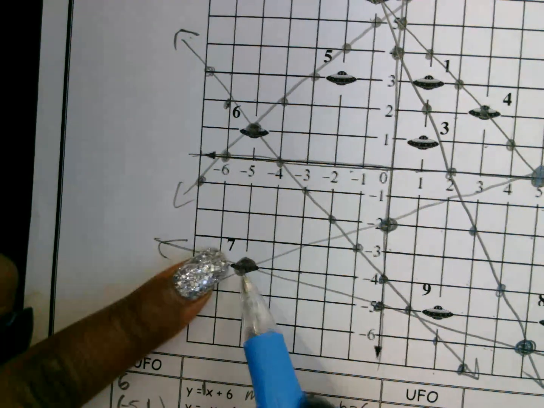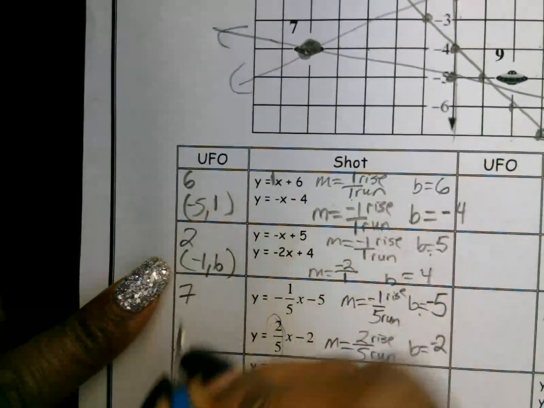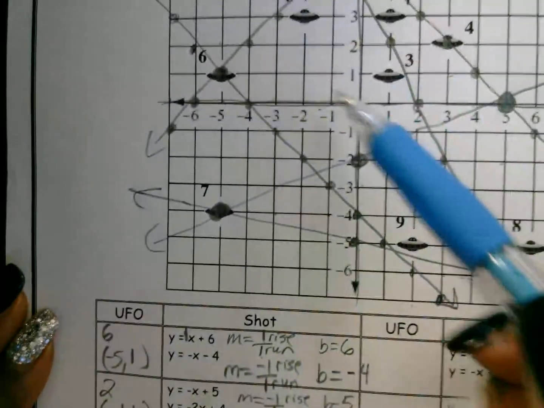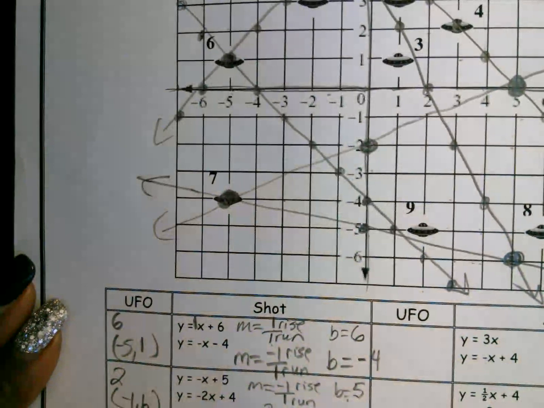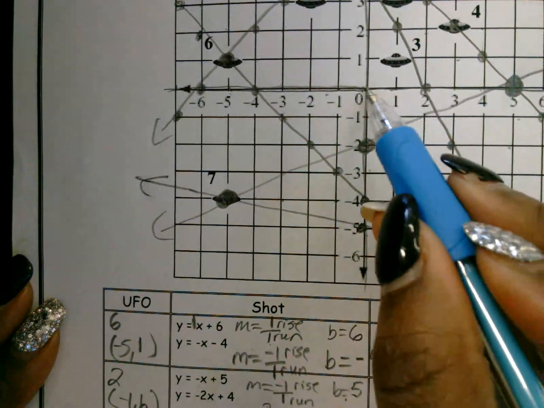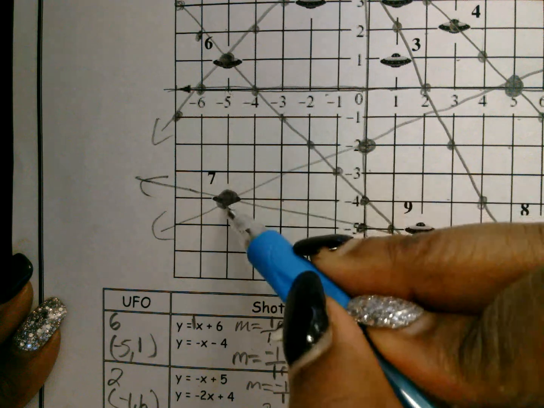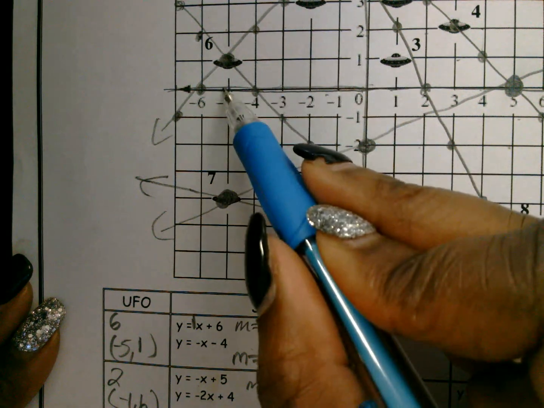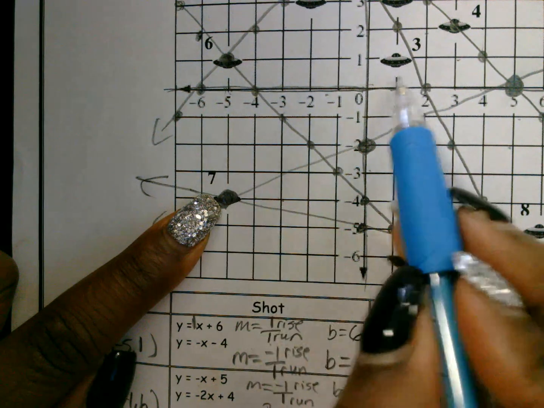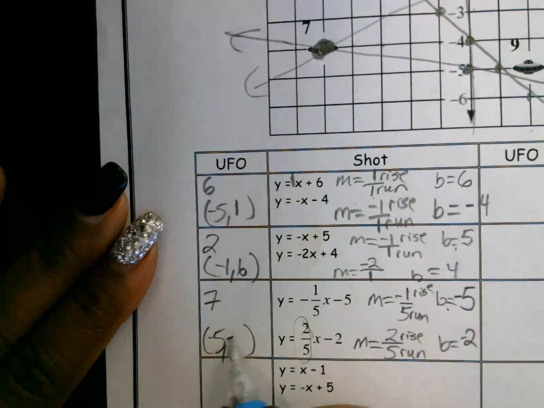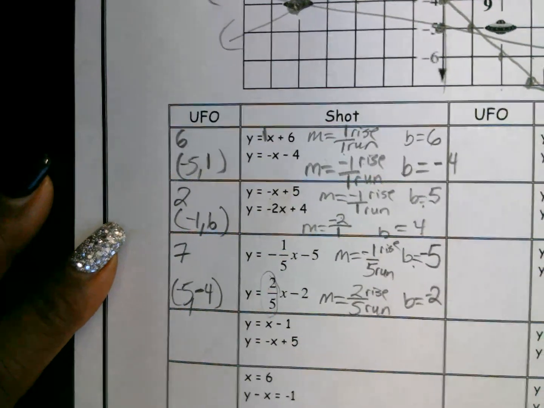Where they cross is at UFO 7. UFO 7 is at negative 5 and what? Go down. How far did I go down? I went over to the left, 5. And how far do I go down? Negative 4. Do you see, baby? Okay.